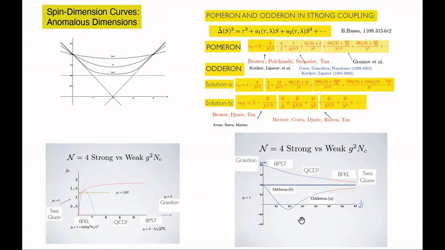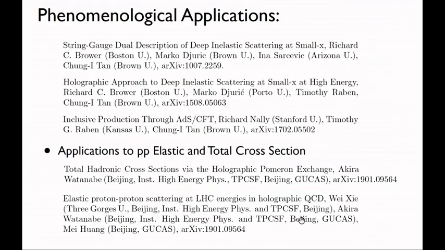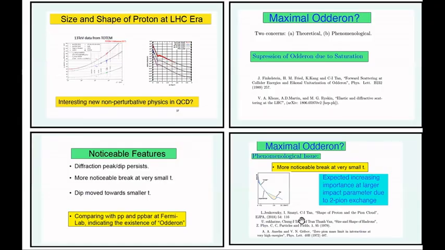Hello, just a general comment for Chungi and others. When you show the plot with the total cross sections, they all look very similar, but the plot you're showing does not have RHIC data from 200 GeV. So if you could update it, there is an updated plot that has it, or I can send it to you. I see, okay.